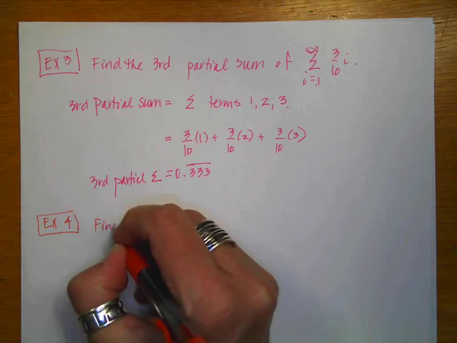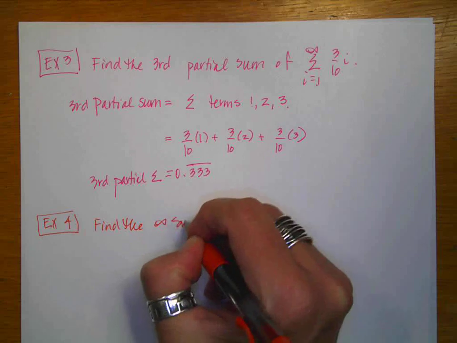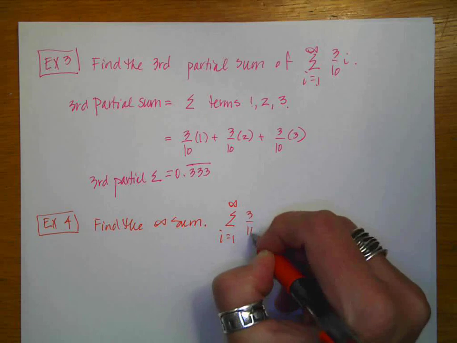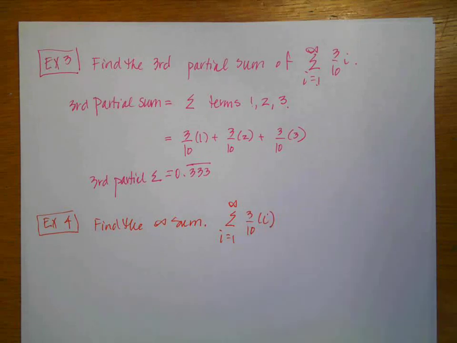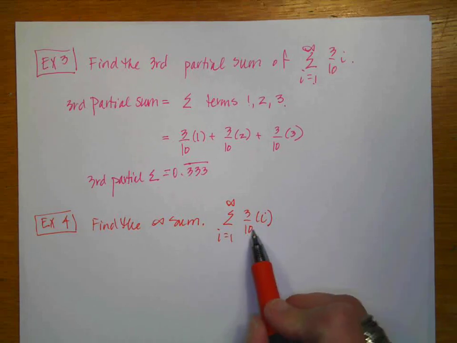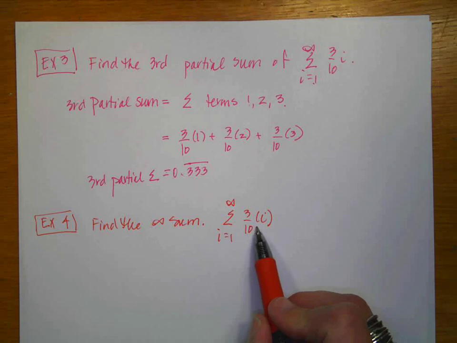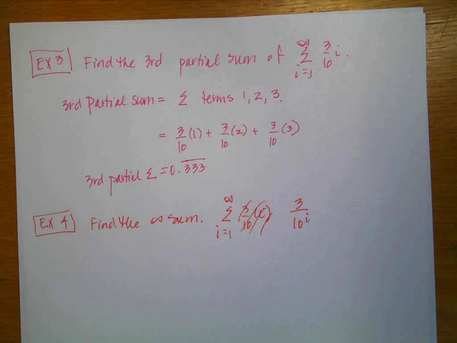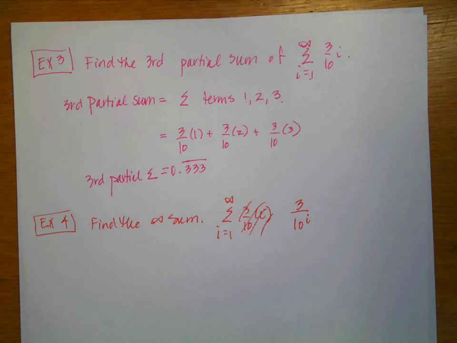So for example number 4, it's going to say find the infinite sum. Okay? And so I'm going to have i equals 1 to infinity of 3 over 10 times i. We will have a formula soon to manage this, and that will be the expectation. But for right now, we're going to talk about this. Did I do that right? No, I wrote this badly. Sorry, my bad. This is 3 over 10 to the i. So we're going to write it like that, slightly different.